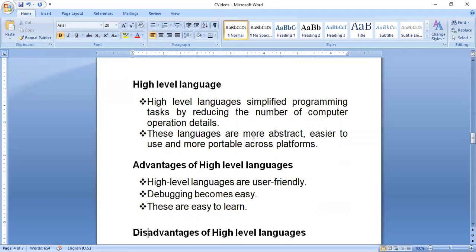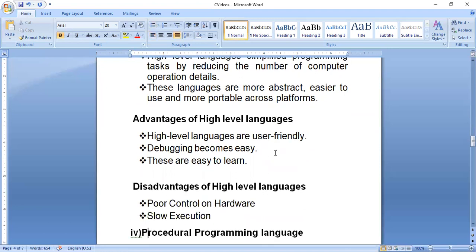But these languages are more abstract, easier to use, and more portable across platforms. So high-level language can be portable. A program written on one computer, that same code I can run on another computer also. There is no drawback while executing the program on different platforms.